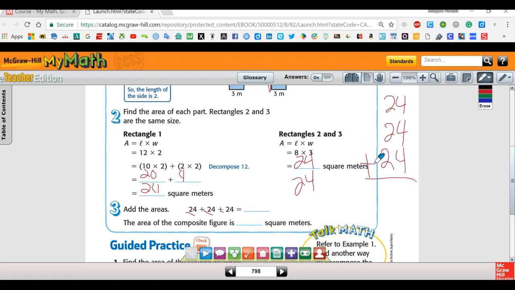4 plus 4 is 8, plus 4 more is 12. Put the 2 down, carry the 1. Carry the 1, 2, 4, 6, plus the 1 that I carried is 7. So the area of the whole shape is 72 square meters.